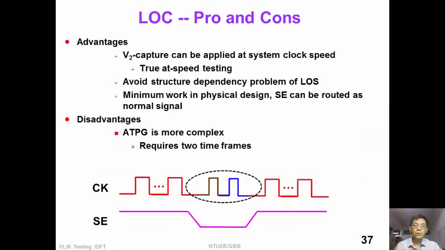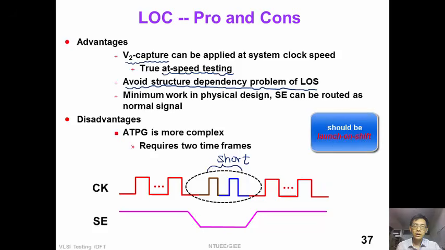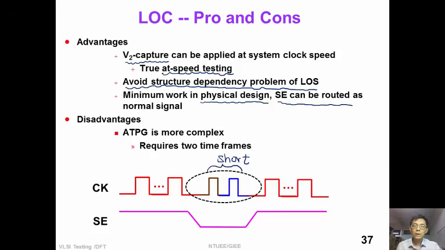So launch on capture has several advantages. First of all, as you can see, the timing between V2 and the capture is very short. So we can perform a true speed testing for the delay fault. Also, we can avoid the structural dependency problem of launch on shift. We don't need to change physical design. The scan enable signal can be routed as a regular signal.